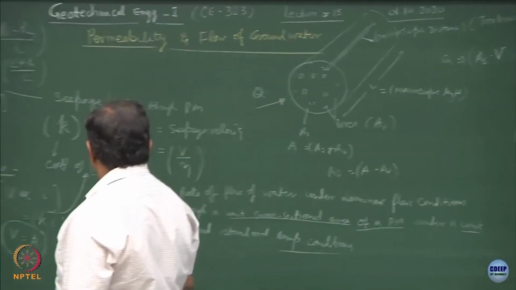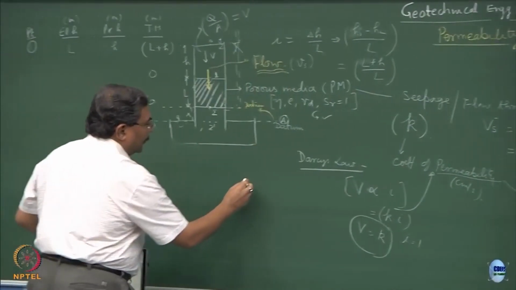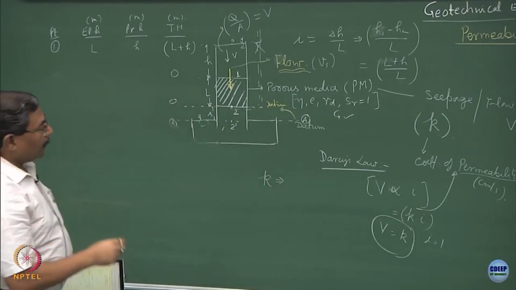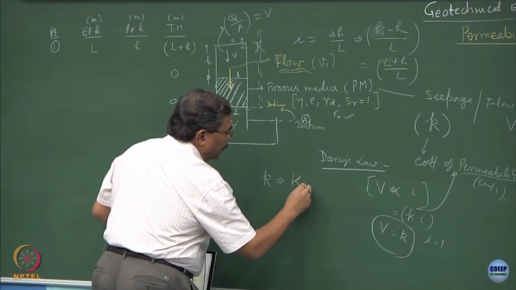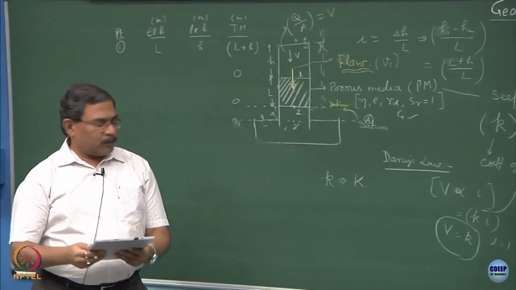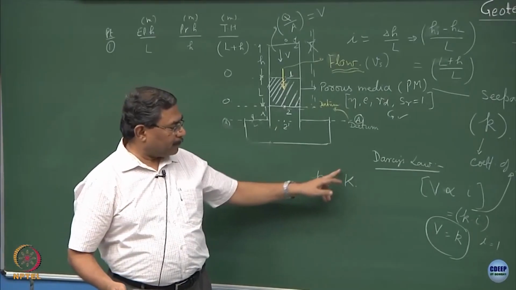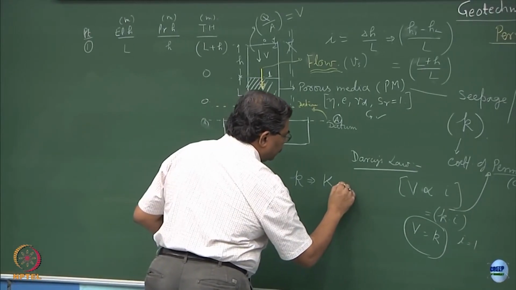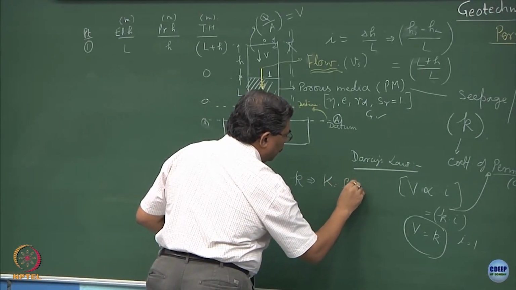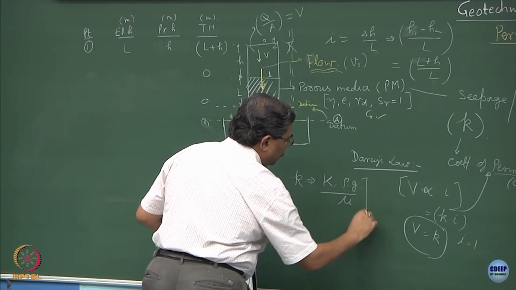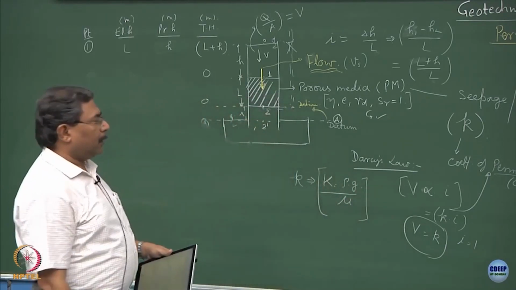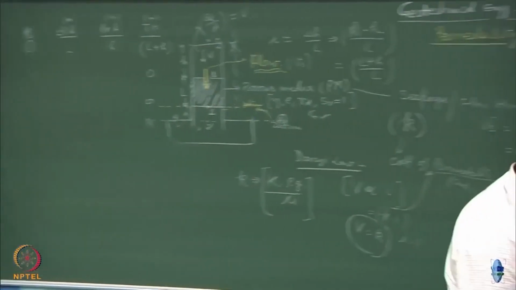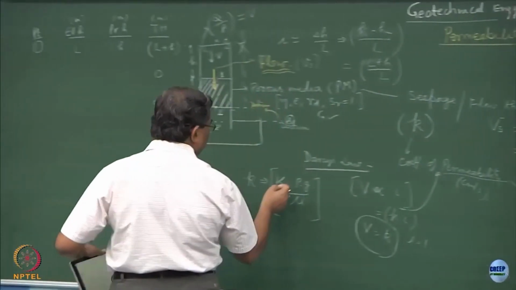Now, most of the time what is done is that there is a relationship between coefficient of hydraulic conductivity and, I think last time I told you to stick to small k because I wanted to preserve capital K for some other notation. So, this is, alright. This capital K is known as intrinsic permeability.